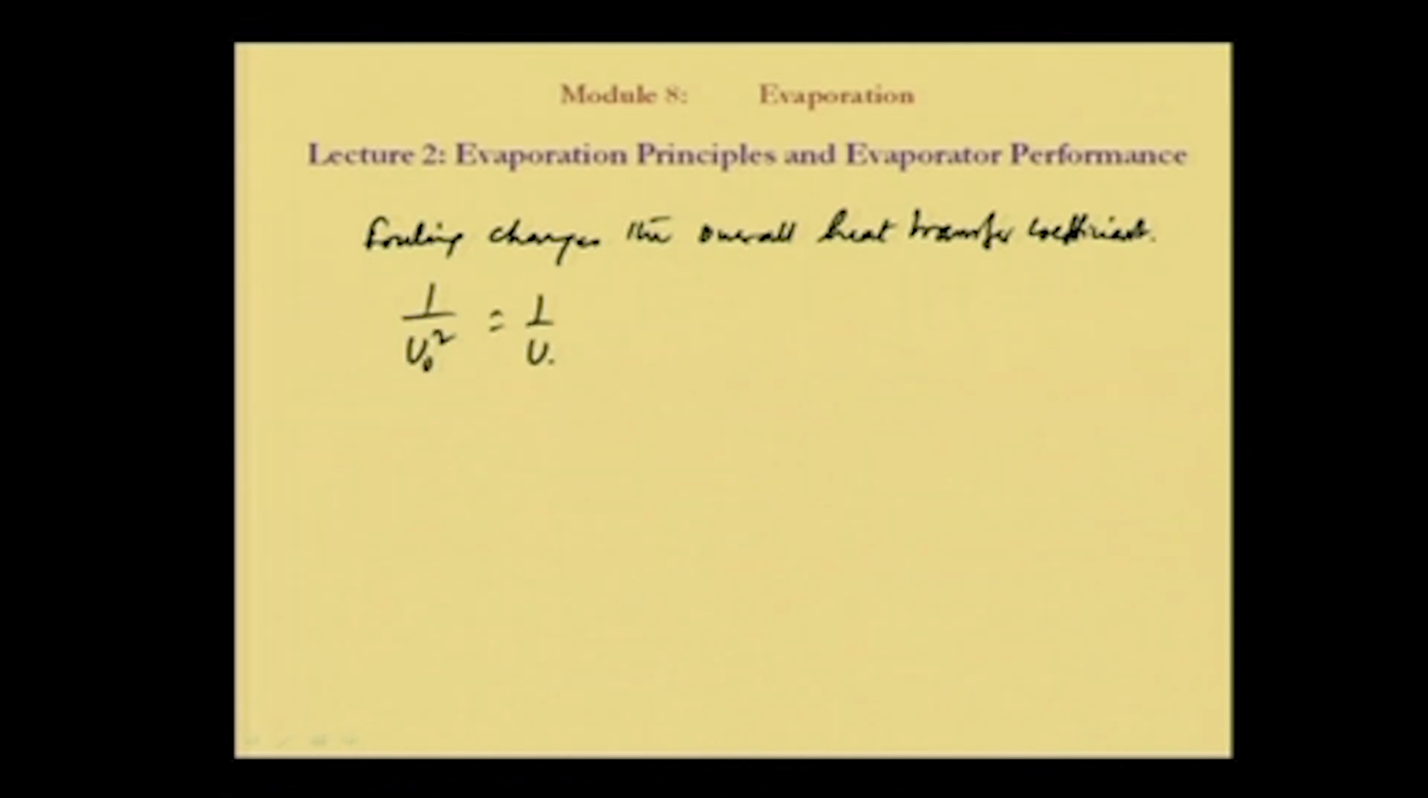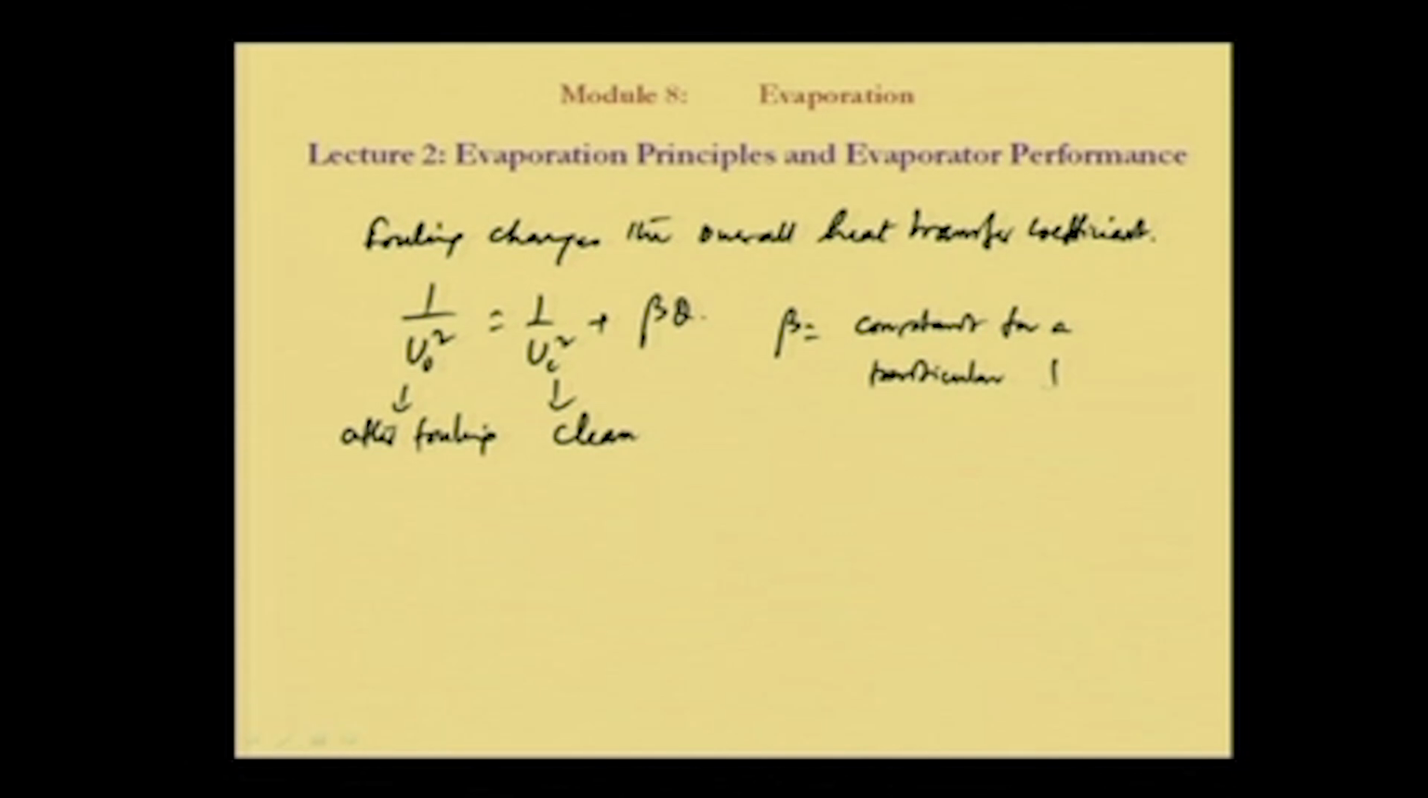One thing, as I said, is that fouling is important. Fouling changes the overall heat transfer coefficient, and there is a relationship: 1 by U naught square is equal to 1 by U c square plus beta into theta. Here U naught is after fouling, U c is clean, beta is a constant for a particular fluid, and theta is equal to time of operation.